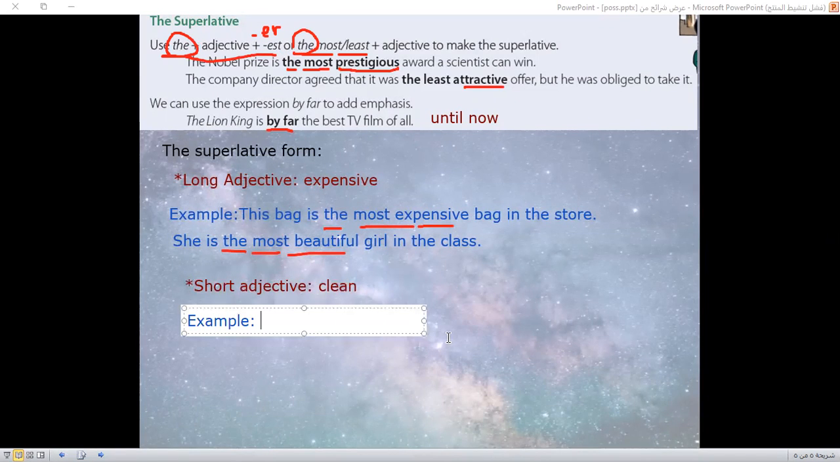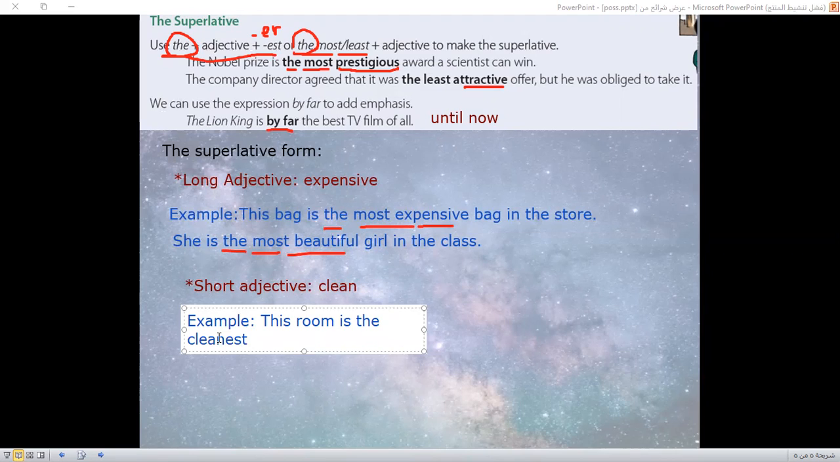Yes, you were saying? This room. You cannot add the least or the most. You will say the adjective est. What is your adjective? Clean, yes, the cleanest.